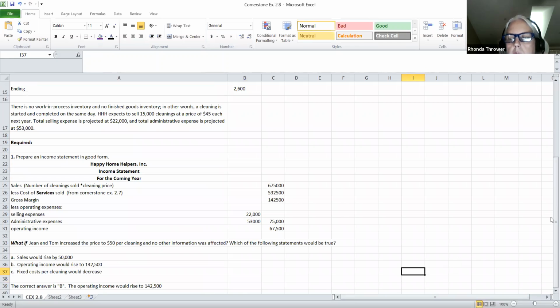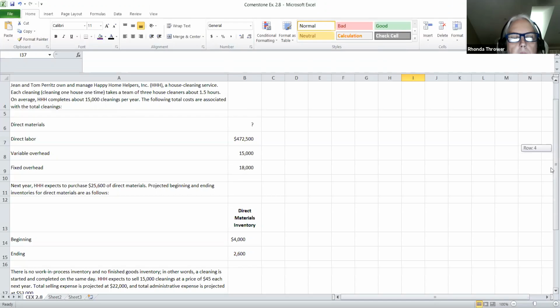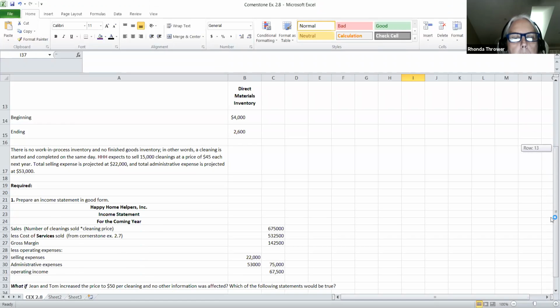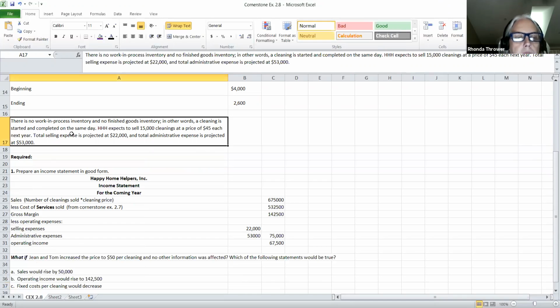So if you'll bear with me, I'll bring up the next exercise, and you should be able to see Cornerstone exercise 2.8 now. In this exercise, they want us to prepare an income statement. All of the information is the same, but they've added this additional piece of information so you would know how to calculate your sales and you would know what your administrative and selling expenses are.